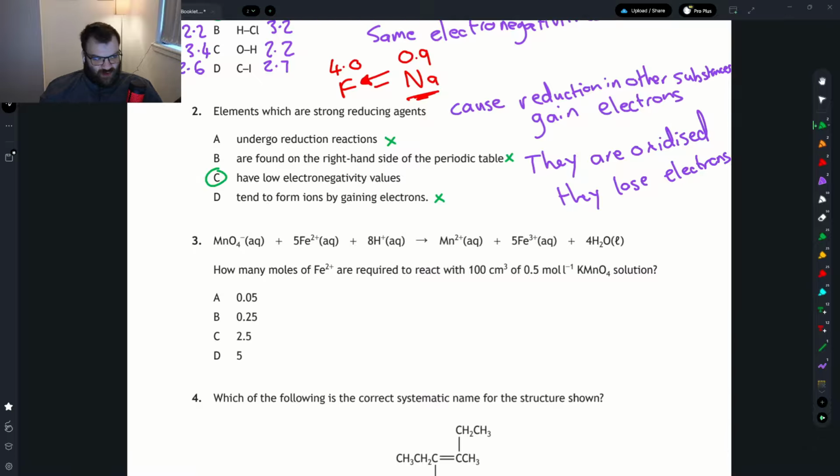It's keeping on top of the fact that if it's an agent, that describes what it does to other chemicals. Reducing agents cause reduction. Remember, reduction is gain. And if it causes reduction in the other chemical, it itself has to be losing the electrons.